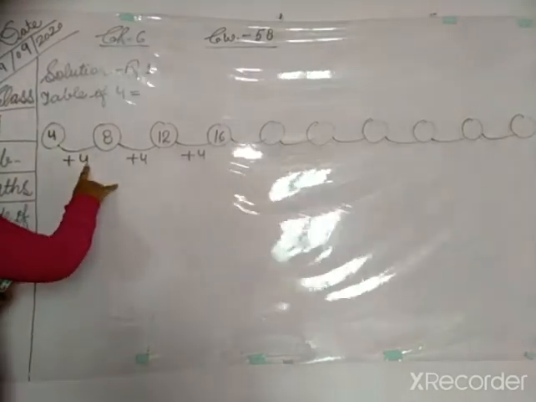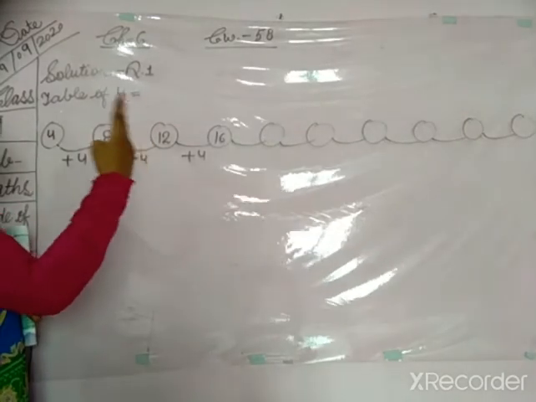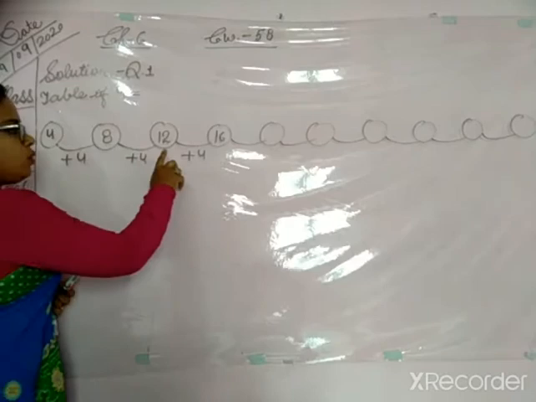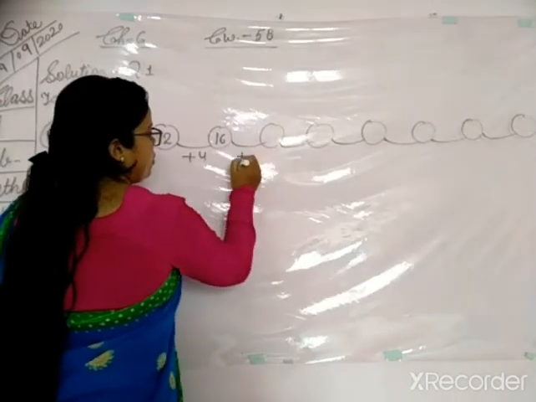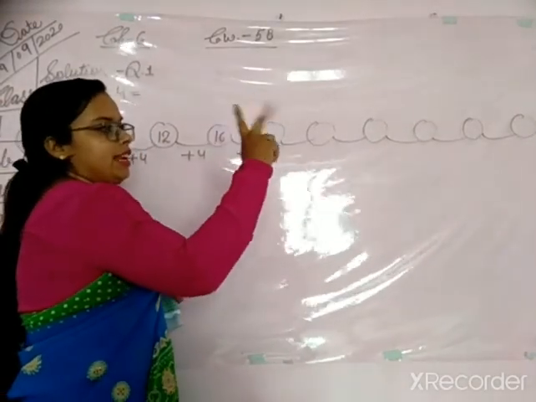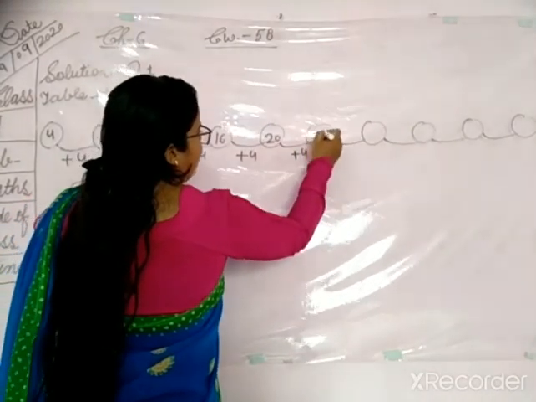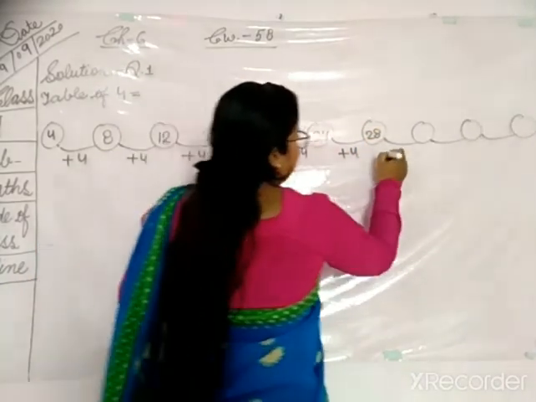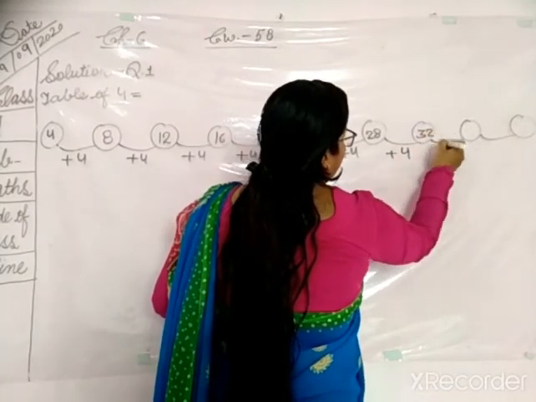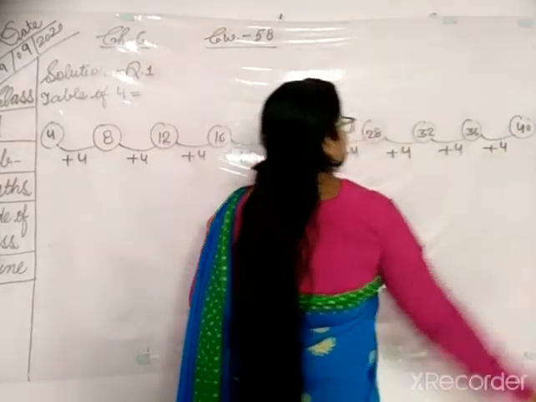What do you have to do? 4, then add 4: 5, 6, 7, 8. 8 has come. Then 8 plus 4: 9, 10, 11, 12. 12 has come. Then 12 plus 4: 13, 14, 15, 16. 16 has come. Then plus 4: 17, 18, 19, 20. Plus 4, then 24. Plus 4, then 28. Plus 4, then 32. Plus 4, 36. Plus 4, 40. So now your table of 4 is completed by skip counting.